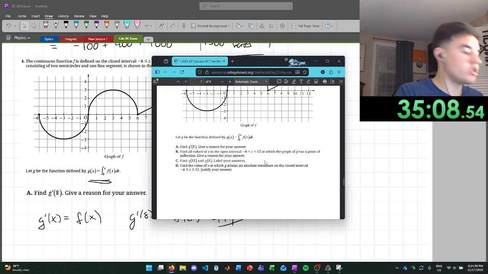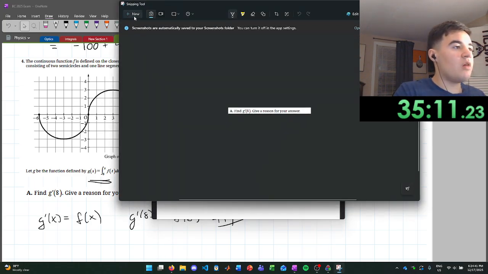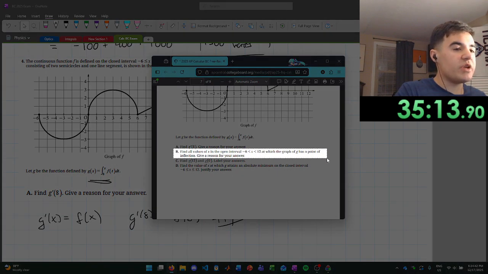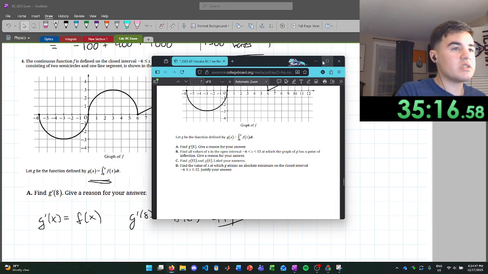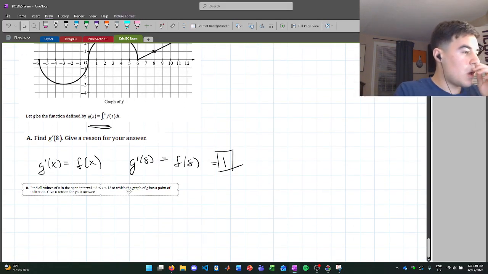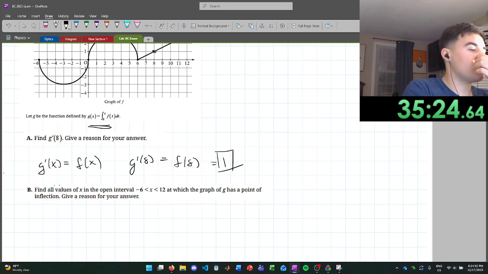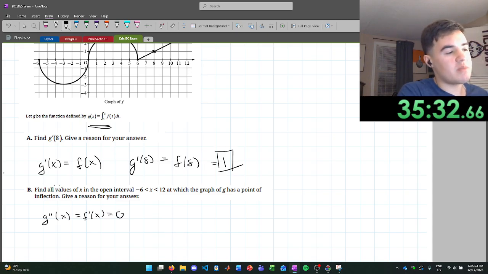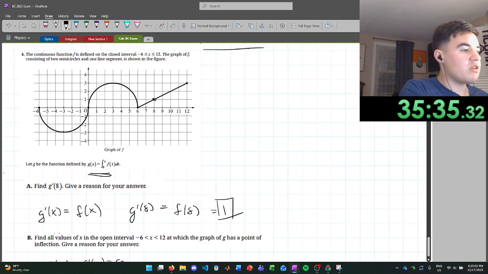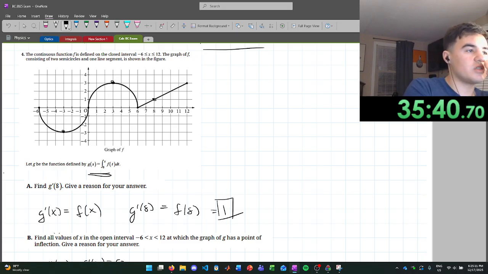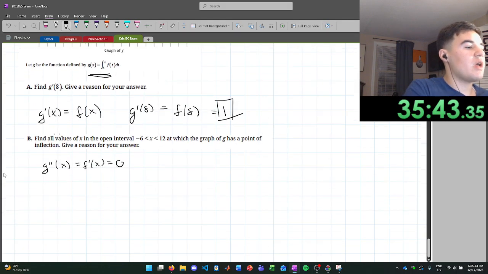Cool. Next question. Find all values of x in the open interval, so not including the edges, that have a point of inflection for g. So we want to find g double prime of x, which is equal to f prime of x, which is equal to 0. So we want all times when f prime of x equals 0, which is going to be here, here, and not here, because there's nothing there. So x equals negative 3 and x equals positive 3.